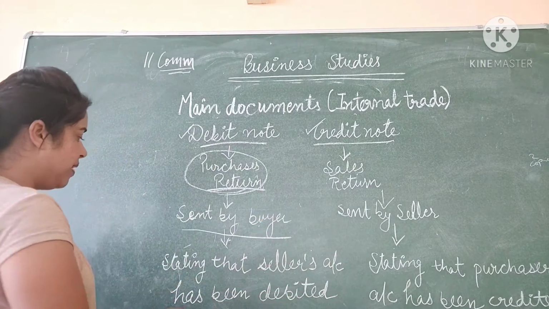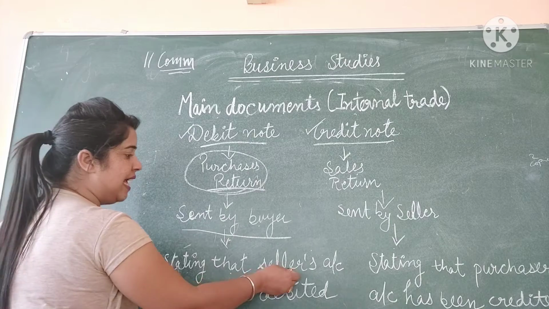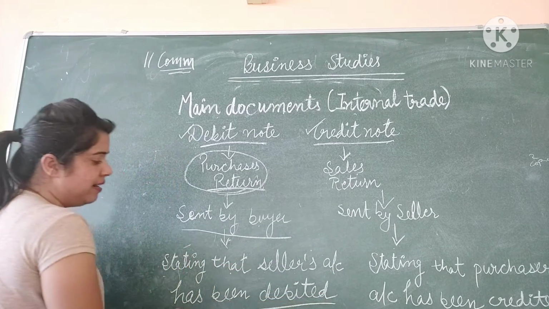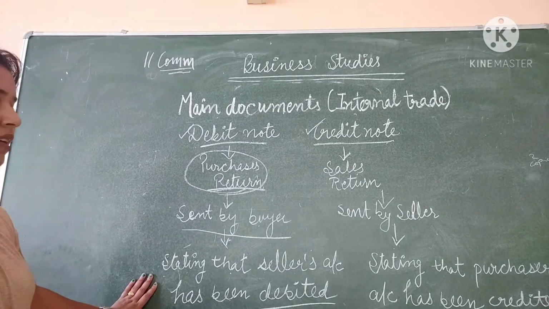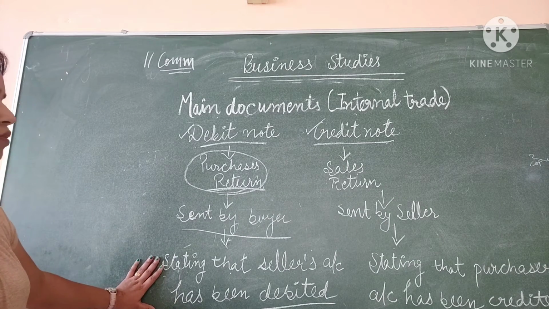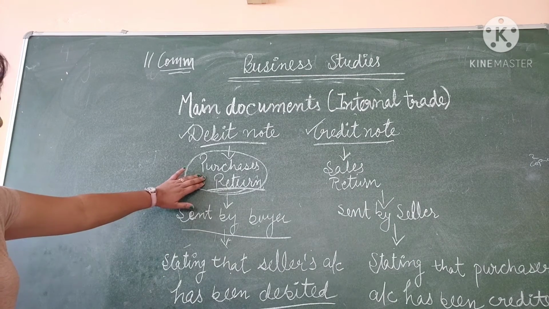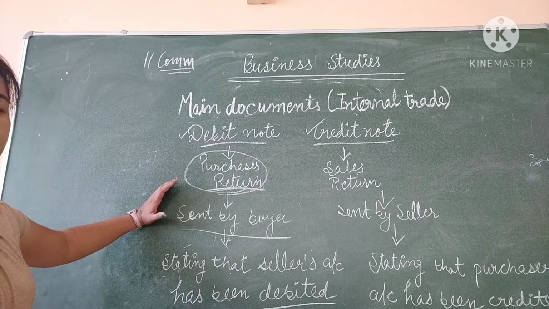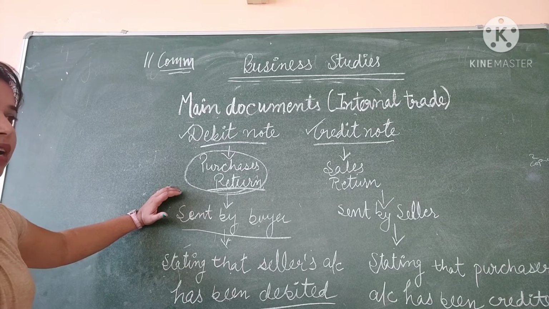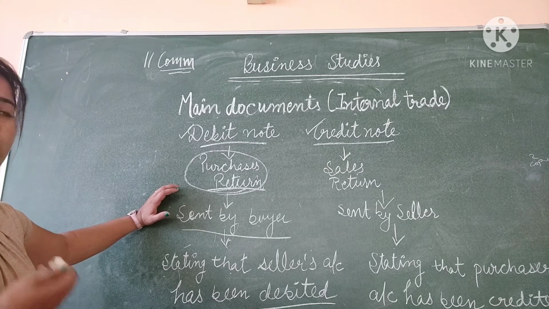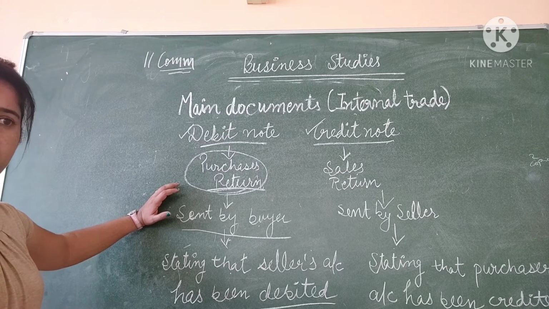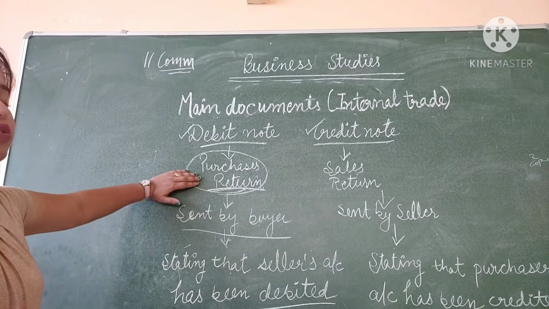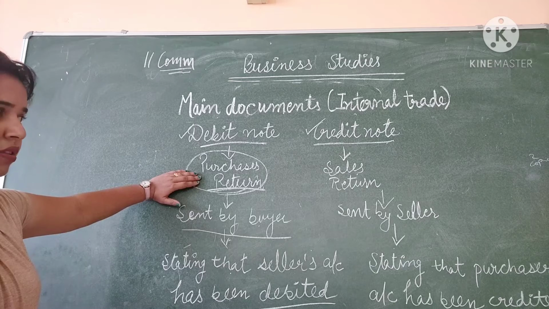Debit note is for the purchases return, stating that seller's account has been debited. Stating that the account of seller has been debited in the books of account of the purchaser. And under this document, the detail about the goods is also mentioned, like quality and quantity of the goods, price of the goods, and along with the reason that why a purchaser is going to return the goods.